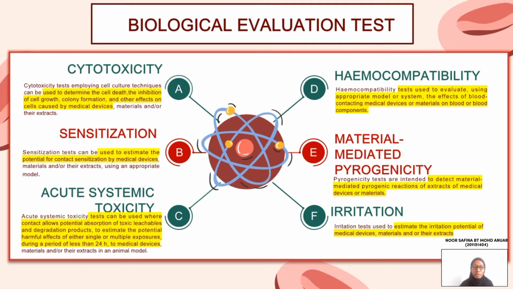Sensitization is used to estimate the potential for contact sensitization by medical devices. Acute systemic toxicity: the acute systemic toxicity test can be used where contact allows potential absorption of toxic leachables and degradation products, to estimate the potential harmful effects of either single or multiple exposures during a period of less than 24 hours to medical devices. Hemocompatibility: this test is used to evaluate, using an appropriate model or system, the effects of blood-contacting medical devices or materials on blood or blood components.